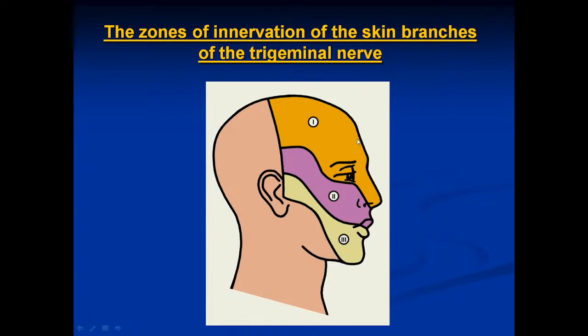Look at this slide. You can see the zones of innervation of the skin branches of the trigeminal nerve. Number 1, this is zone of innervation of the skin branches of ophthalmic nerve, the first branch of the trigeminal nerve. Number 2, this is a zone of innervation of the skin branches of the maxillary nerve, the second branch of the trigeminal nerve. And number 3, this is zone of innervation of the skin branches of mandibular nerve, the third branch of the trigeminal nerve.